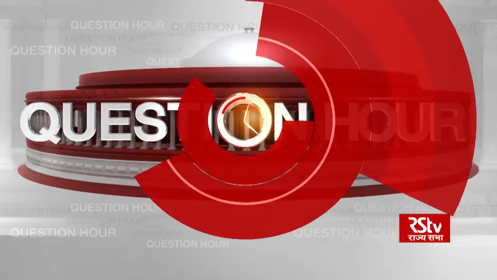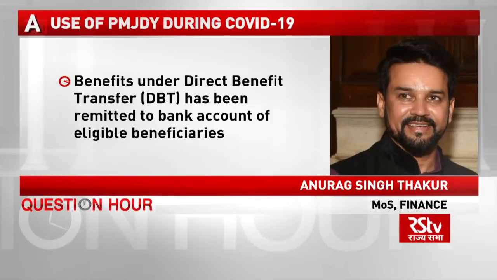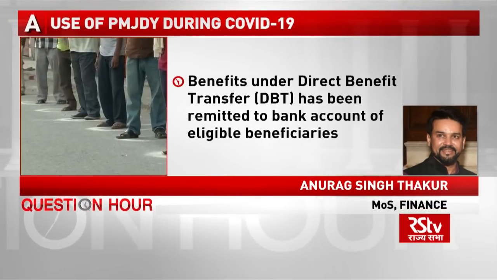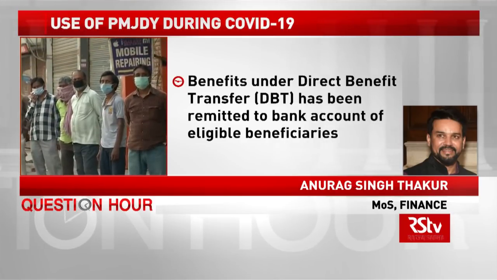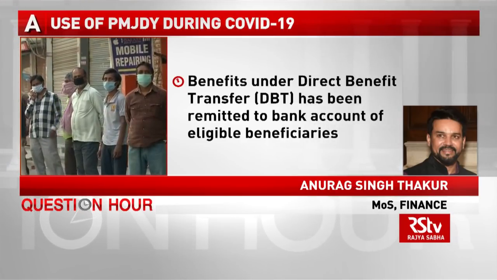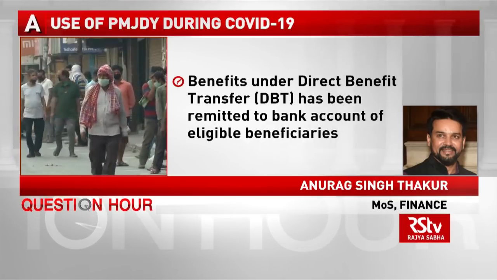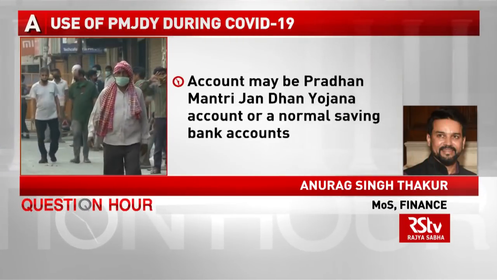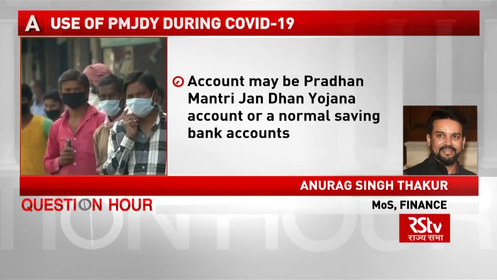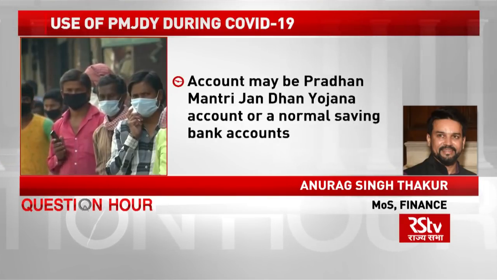The reply to this query was given by Minister of State for Ministry of Finance, Anurag Singh Thakur, and he says the benefits under various direct benefit transfer schemes of the central government are remitted to bank account numbers indicated by eligible beneficiaries. The indicated account may be a Pradhan Mantri Jan Dhan Yojana account or any normal savings account of the beneficiary.